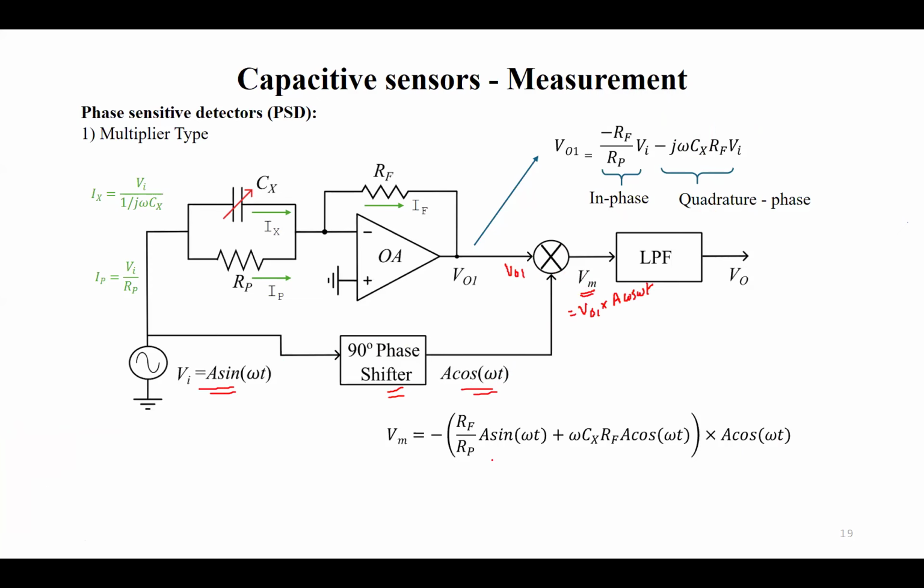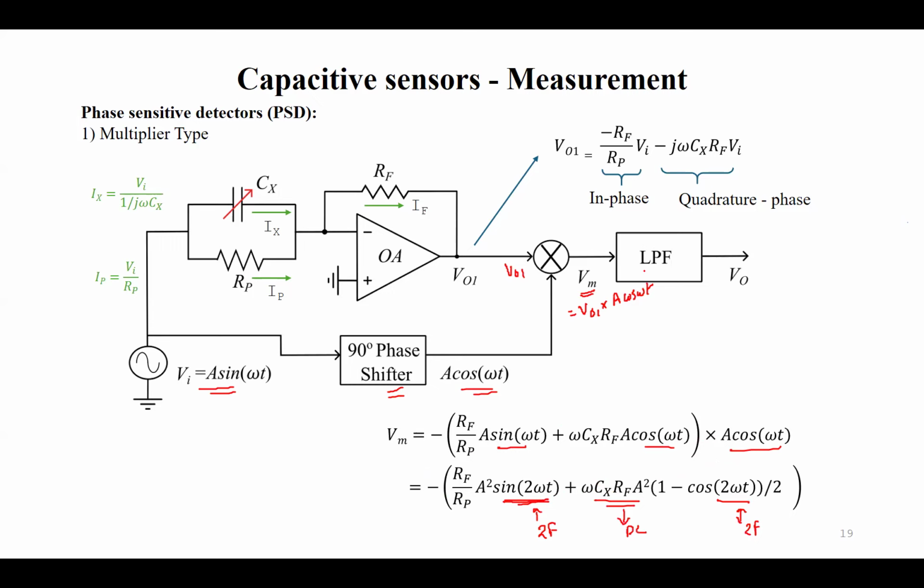So as shown here, when I bring this cos omega t inside, sine into cos will be proportional to sine 2 omega t, right? And when I multiply cos omega t and cos omega t, it will be cos square omega t, so it will be proportional to cos 2 omega t minus 1, right? So effectively this Vm will have two components: a component at twice the frequency, and a component which is proportional to DC, with 0 frequency.